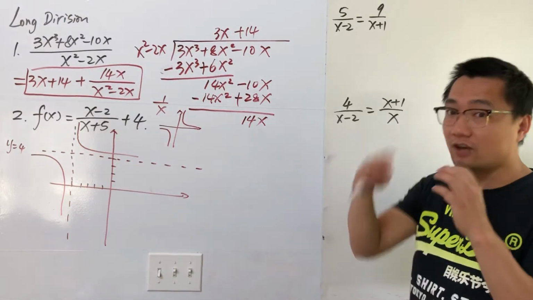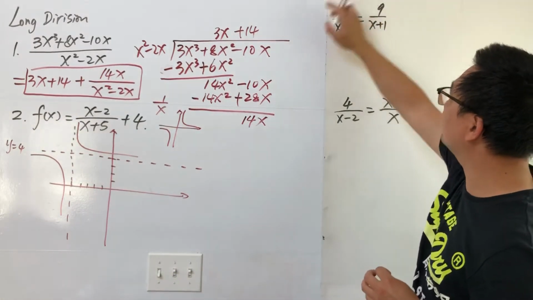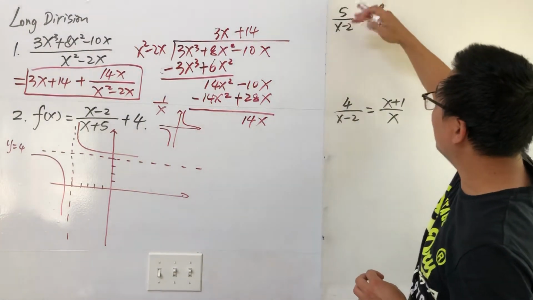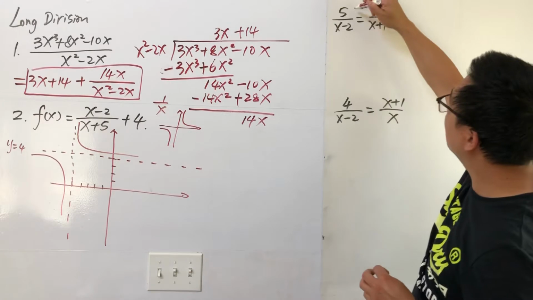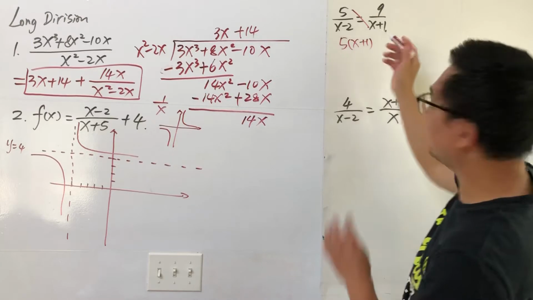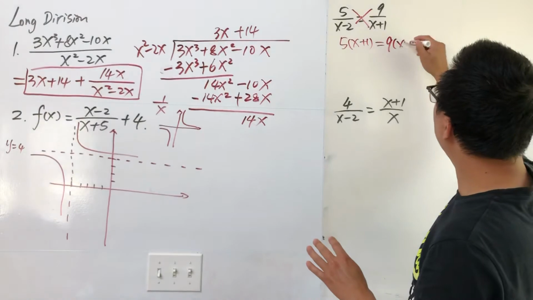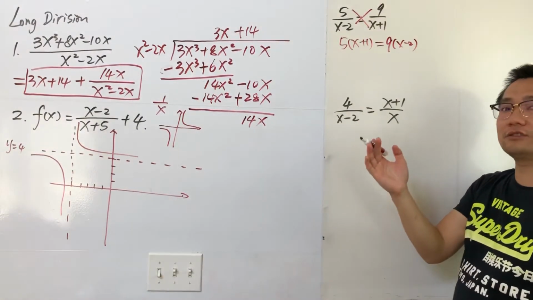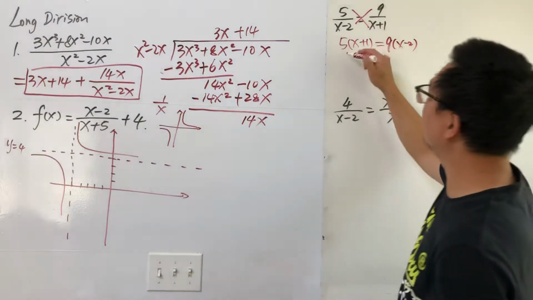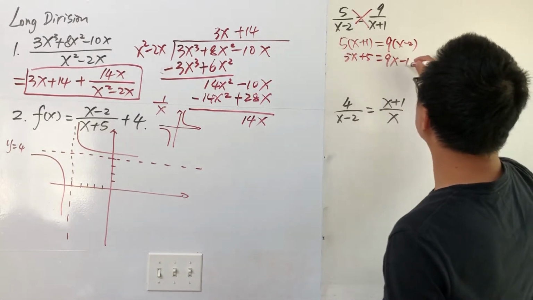It's about cross multiply. The first step, anytime you see a rational equation, you have to cross multiply. I showed 2 examples here. Cross multiply: 5 times x plus 1 on the left equals 9 times x minus 2. After you cross multiply, you change it to a linear equation. Cancel out the parentheses, you have 5x plus 5 on the left side, and 9x minus 18 on the right side.